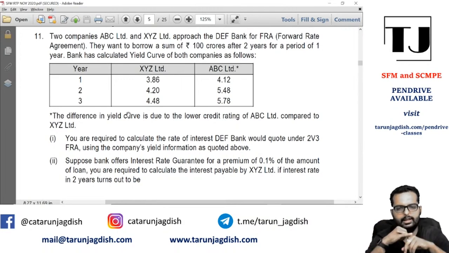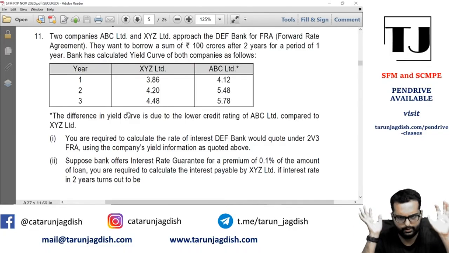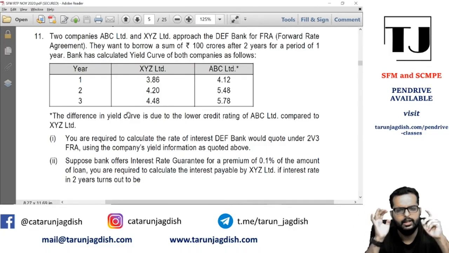Alright friends, there are two companies, ABC and XYZ. They have approached DEF Bank for an FRA, that's a forward rate agreement. They want to borrow 100 crore after 2 years for a period of 1 year.